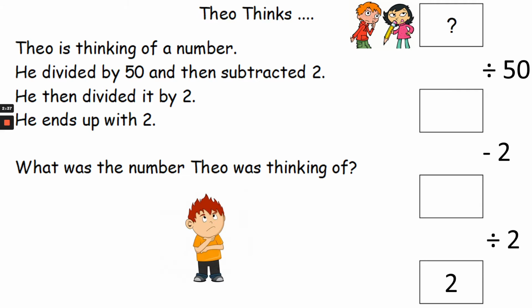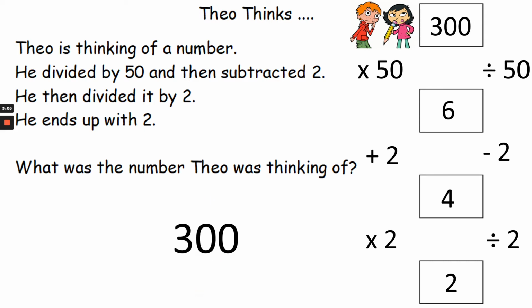He divided by 2, so we're going to times it by 2. 2 times 2 gives me 4. He took away 2, we're going to inverse and add that 2 back on to give me 6. He divided by 50, we're going to times by 50. I could times by 100 and halve it, or I could use my related fact of 6 times 5 equals 30, 6 times 50 equals 300. Theo should have been thinking of 300.